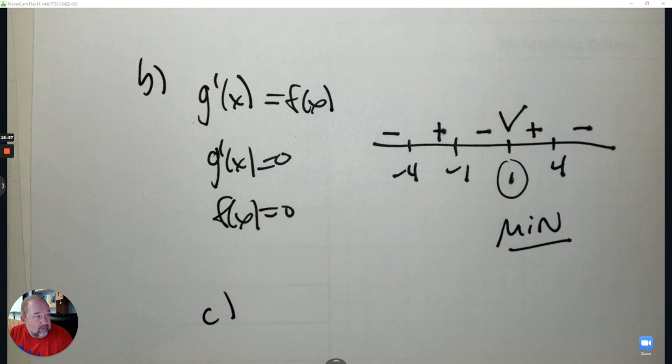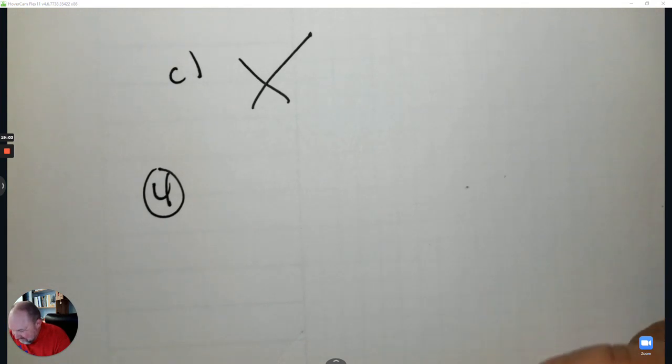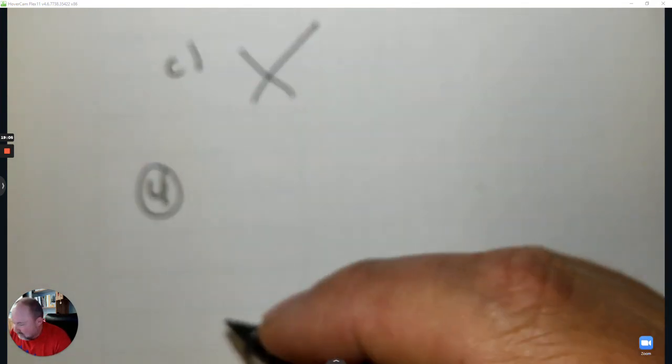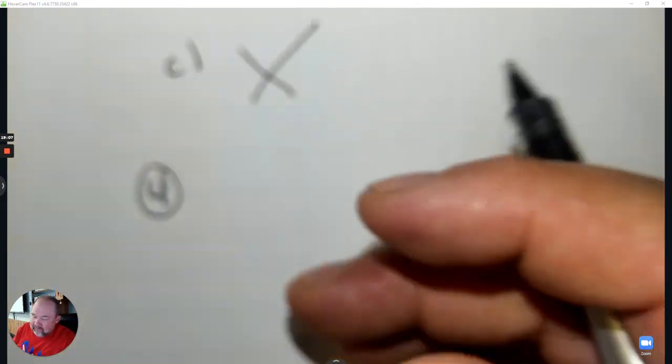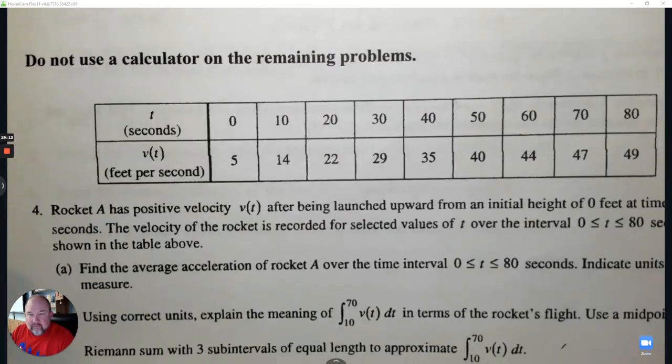I'm just looking at the answer if it's worth our time. No. Number 4. We're not trying to be perfect, right? We're just trying to pass. All right, how about off a table? Do you know how to do calculus off a table?